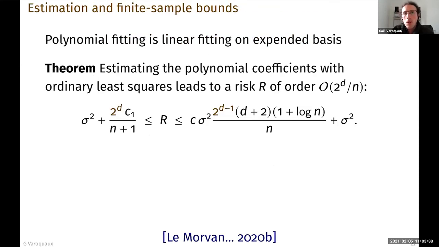So this is a polynomial, and so I can fit it using a linear model on an expanded basis. And if I do this and I use an ordinary least square, then unsurprisingly, I have a finite sample risk that's on the order 2 to the power d divided by n. So this tells me that I have a sample complexity with this procedure that scales with 2 to the power d. To guarantee a given estimation error, I need a number of samples that is on the order of magnitude of 2 to the power d. And that's related to the complexity of this expression. So this is bad news.